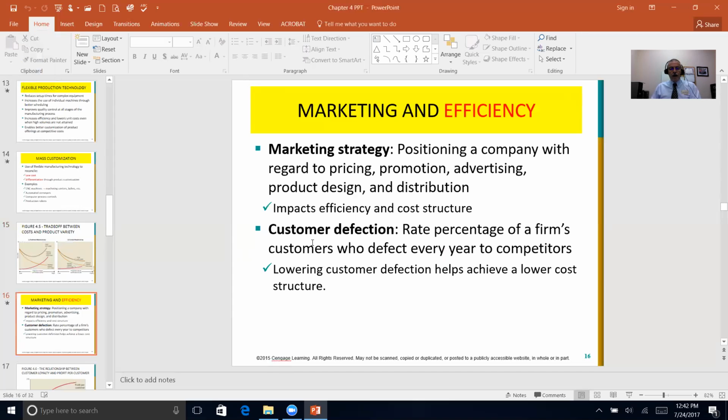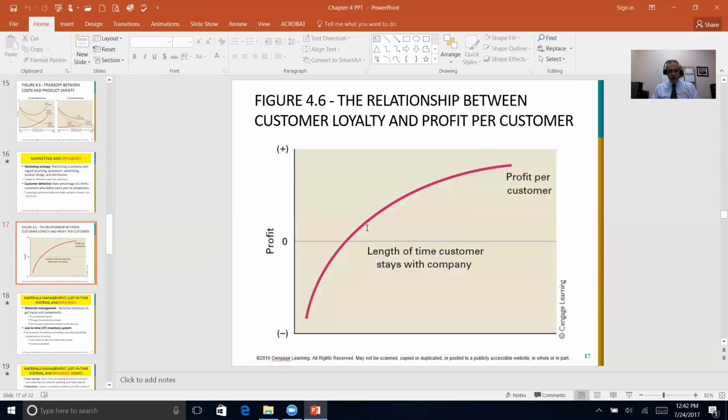So you want to monitor your customer defection rates and do everything you possibly can as an organization, through your strategy and planning, to ensure that the customers stay with you. Here's an example, figure 4.6 on page 127. As you think about this relationship, the longer you maintain a customer, the more profit per customer you will get over time. So it's really about maintaining a customer for life. One economic benefit of long-time customer loyalty is profitability, but equally important is the free advertising that we will receive from that customer.